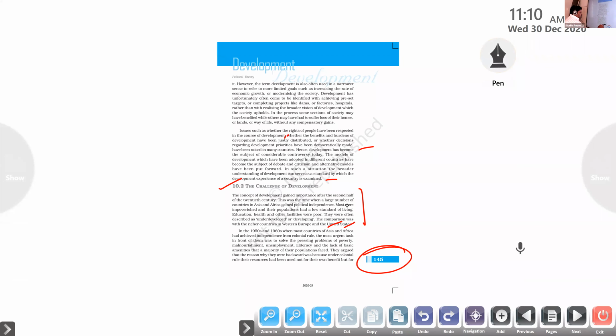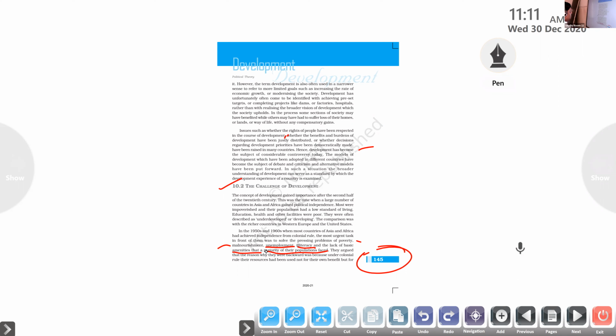So the comparison was with the richer countries. We completed that. The most urgent task in front of them was to solve the pressing problems of poverty, malnourishment, unemployment. Another problem, unemployment. Next one, illiteracy. Uneducated people are there. Lack of basic amenities: no running water, no sanitation facilities, no roads, no rails. Many problems are there. So the newly independent countries started solving the problems that people were facing in those countries.